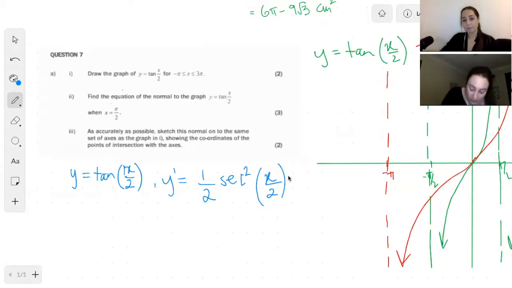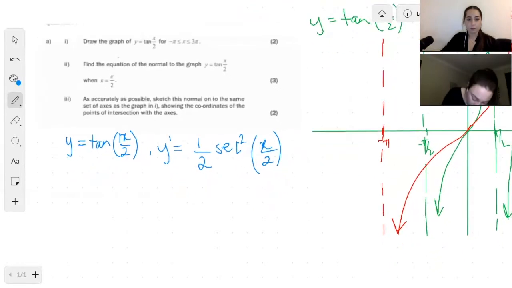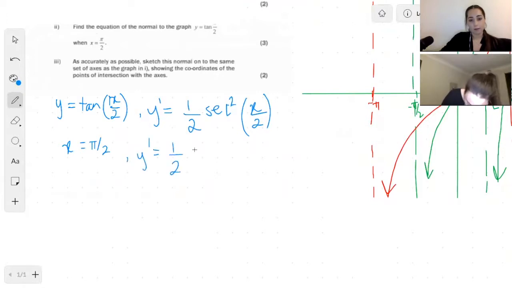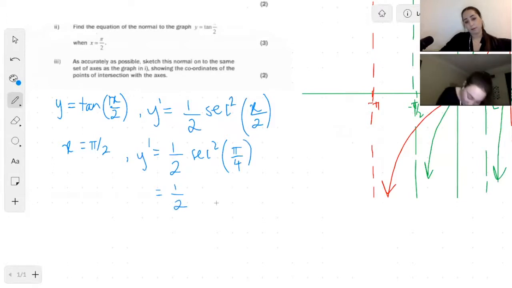And then what does x equal to? Pi on 2. So we have 1/2 sec squared of pi on 2 over 2. So we have 1/2 sec squared, and that's pi on 4. Yeah, that's right. And sec pi on 4 is √2. Yes, but because it's sec squared, it just equals 1/2 times 2, which equals 1. Beautiful.